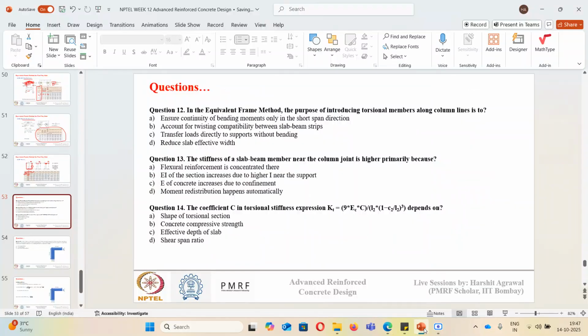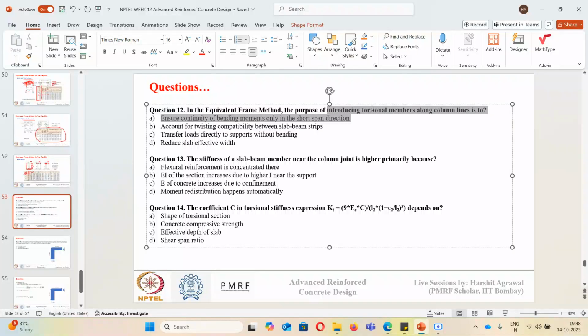Okay, what will be the answer for question number 12? In equivalent frame method, the purpose of introducing torsional member along column line is to... So why we are having torsional member in such frames? So when we calculate equivalent column stiffness, why we are considering torsional member also in that? Can anyone tell me the answer?